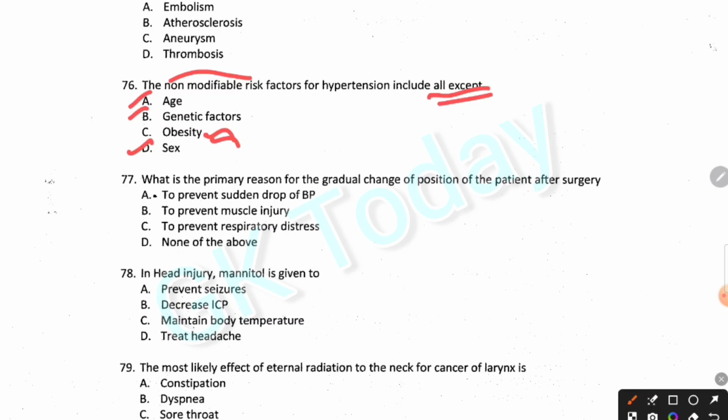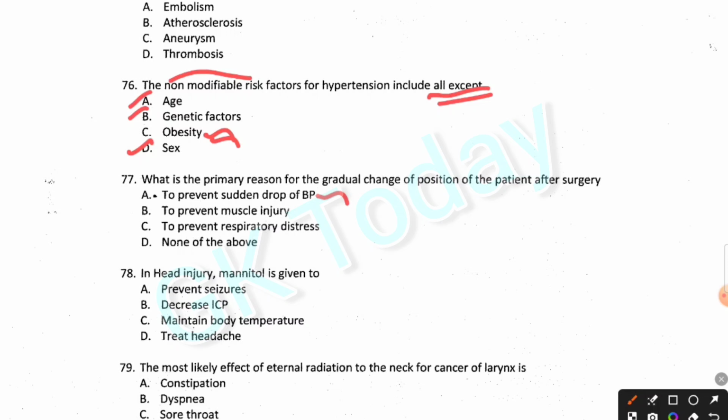Question number 77. What is the primary reason for the gradual change of position of the patient after surgery? Correct answer is option A, to prevent sudden drop of BP.